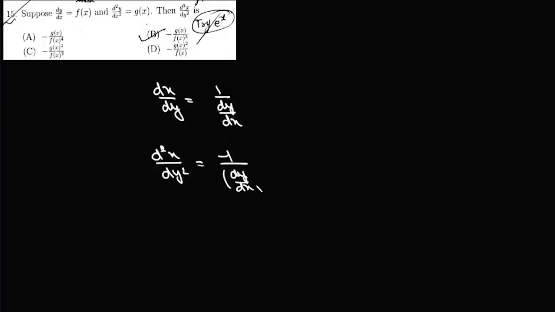Now in question number 15, we are given dy by dx and d2y upon dx square. We need to find d square x upon dy square. Now we know that dx upon dy is 1 upon dy by dx. Now what we'll do is, we'll differentiate everything with respect to y. So we can write d square x upon dy square, and it will be minus 1 upon dy by dx whole square into d by dy of dy by dx.